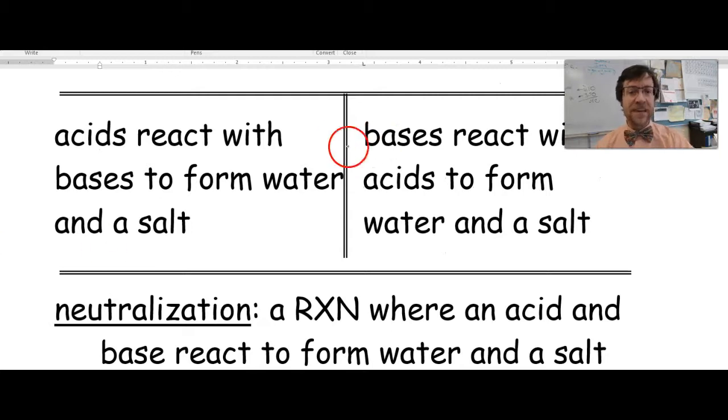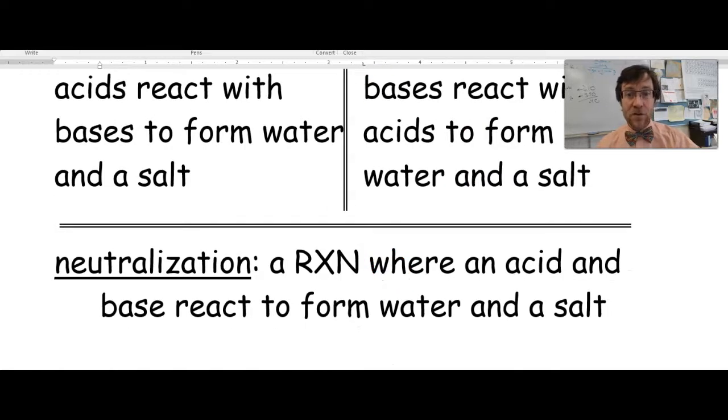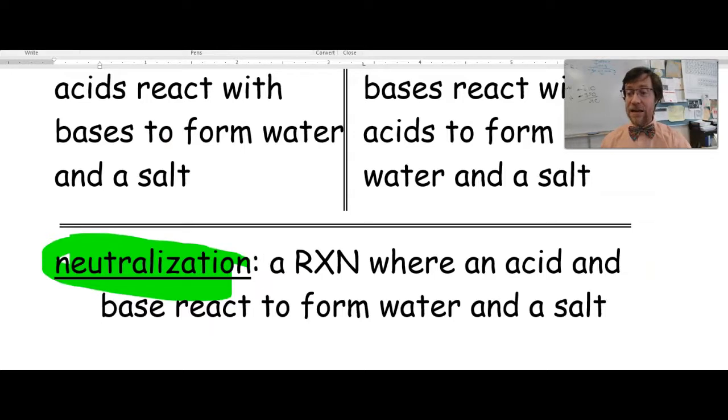This is the next one. Acids react with bases to form water and salt. Bases react with acids to form water and salt. Look at that. I think we just talked about that. But now we've got a new word because it seems to be sort of important, and that's called neutralization. This is when an acid and a base react to make water and salt.